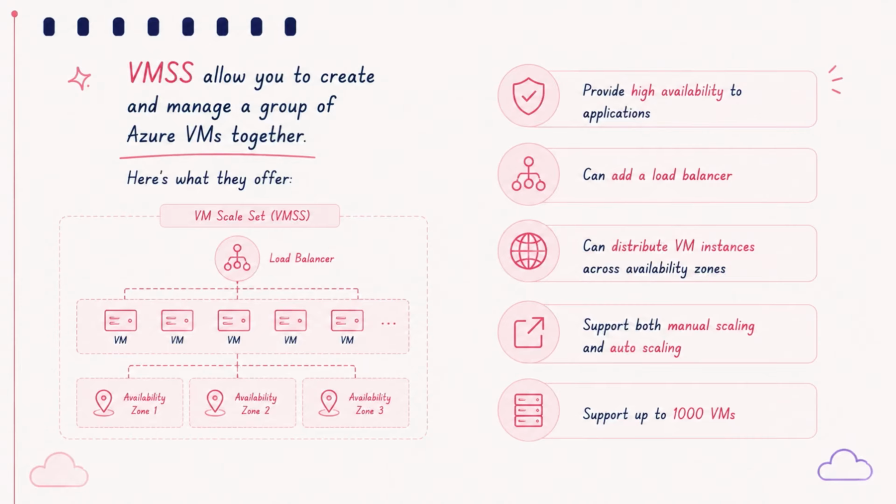Now, if you're managing multiple VMs, how do you simplify creating and managing all of them? This is where virtual machine scale sets, or VMSS, come in. VMSS allows you to create and manage a group of Azure VMs together. Here's what they offer. Provide high availability to applications, can add a load balancer, can distribute VM instances across availability zones. Support both manual scaling and auto scaling. Support up to 1000 VMs.